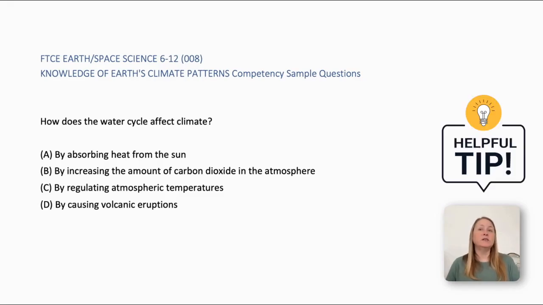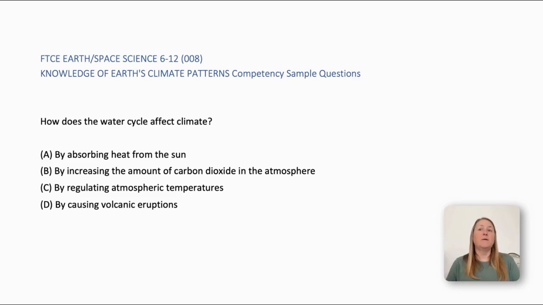Using context clues is a good test-taking strategy. The water cycle is about evaporation, condensation, and precipitation. Those processes move heat and moisture. So the best answer is the one connected to temperature regulation. A, this is the job of the Earth's surface and atmosphere, not the water cycle itself. B, this is tied to the carbon cycle. D, volcanic activity is part of the geosphere, not the water cycle. The correct answer is C.